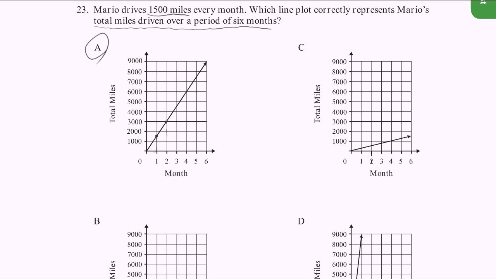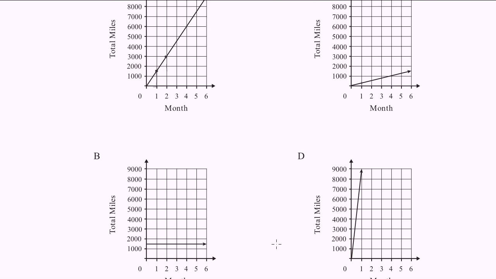So in choice C, it takes him 6 months to go 1,500 miles. That's not what they said. They said 1,500 miles every month. After 1 month here, he only went, I don't know, like 250 miles or 500. So this is definitely not the case. Choice B shows he started off having traveled 1,500 miles and it never changes. So he doesn't travel anymore. So it's definitely not choice B.